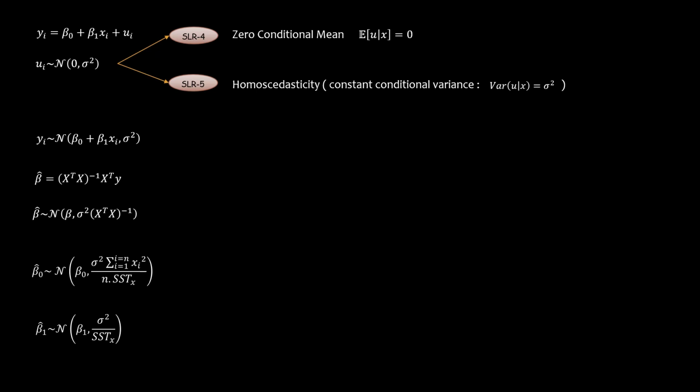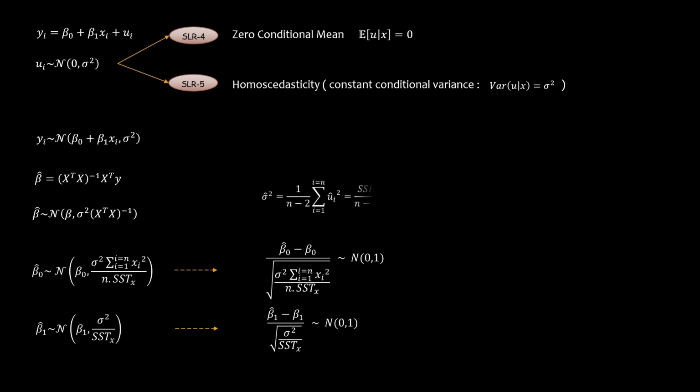We can also write in terms of Z transformation that follows standard normal distribution. Here the only problem is that the variance sigma squared is unknown, but we do have an estimate for it. So when we replace the unknown variance sigma squared with its sample estimate, the normal distribution becomes a t-distribution. In this case, the t-distribution will have n-2 degrees of freedom. Notice that the square root term in the denominator is nothing but the standard error.